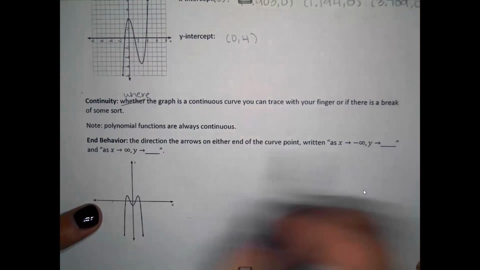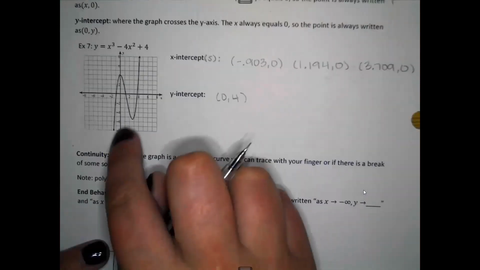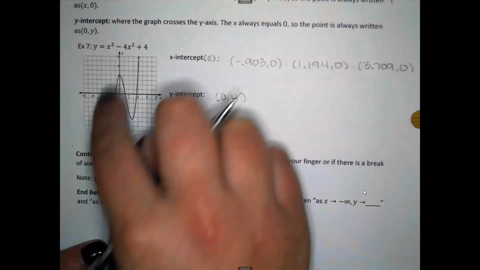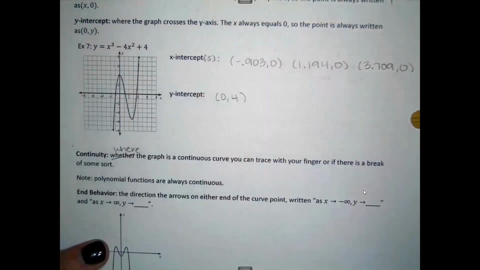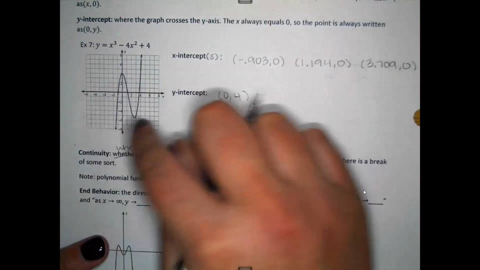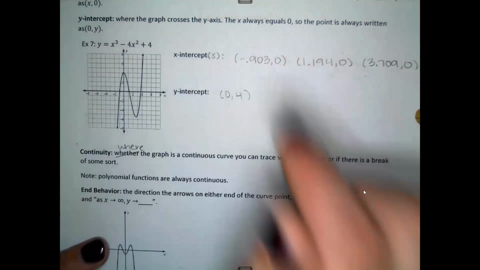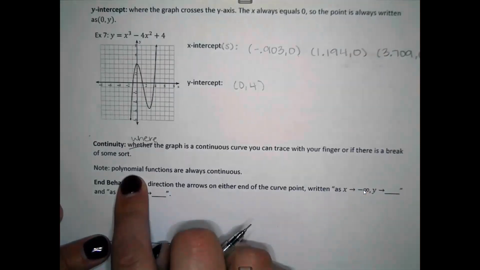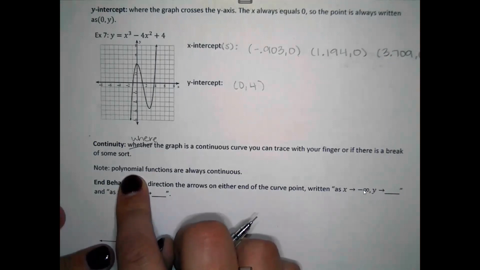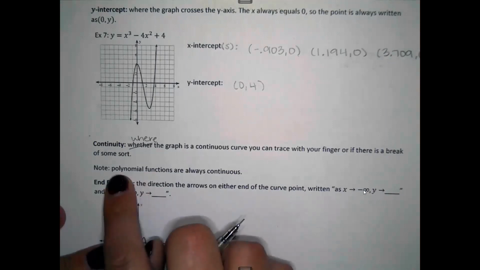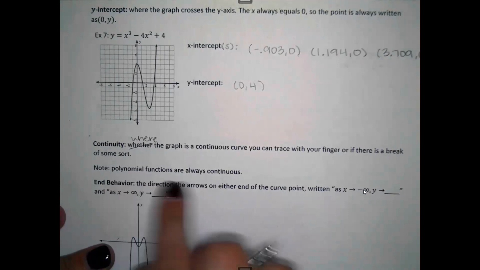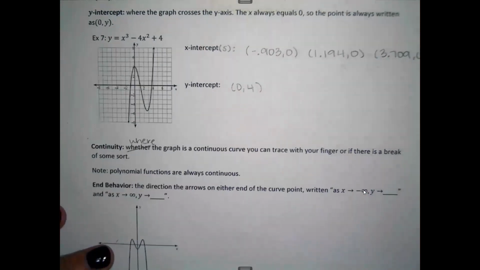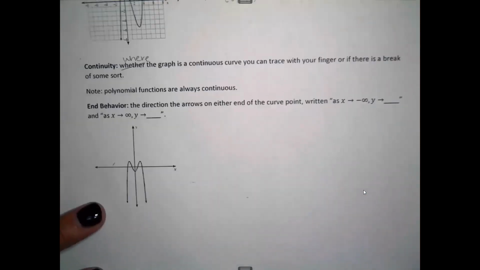It's awkward sounding. But if the graph is continuous, it means you can trace it with your finger without picking up your finger. There's no gaps in the curve at all. That's what it means for a graph to be continuous. And so there's a note down here. Continuity is going to be a boring question for these graphs because polynomial functions are always continuous. You can always trace them without picking up your finger.